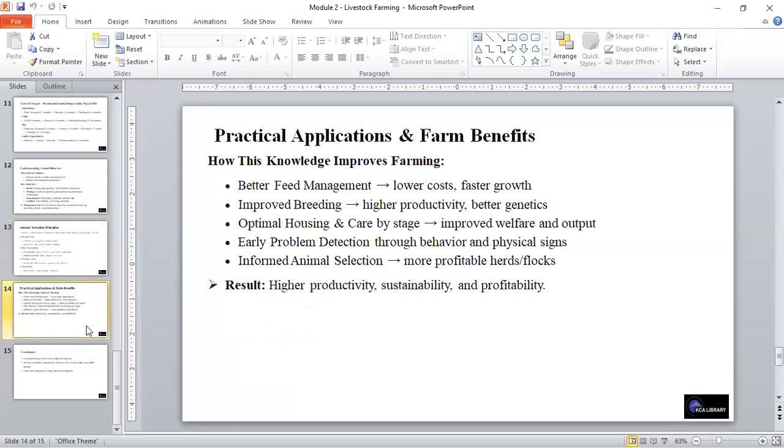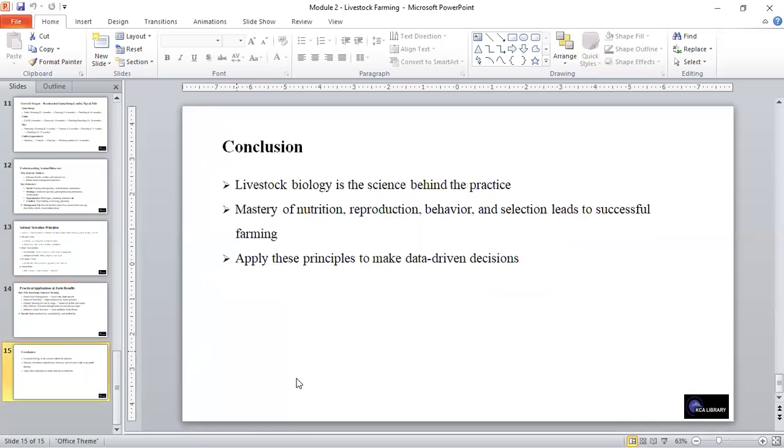The practical application and farm benefits. All this knowledge about animal biology helps in better feeding of the animal. It improves breeding. It gives optimal housing and care by stage. And also it helps in early problem detection through the behavior and physical signs. It also helps in informed animal selection. And if all these are done, high productivity, sustainability, and profitability can be ensured.